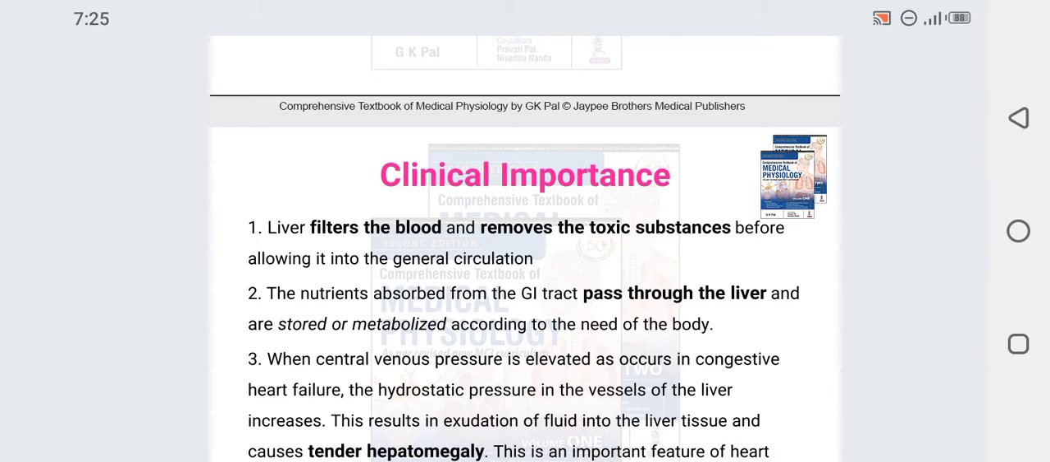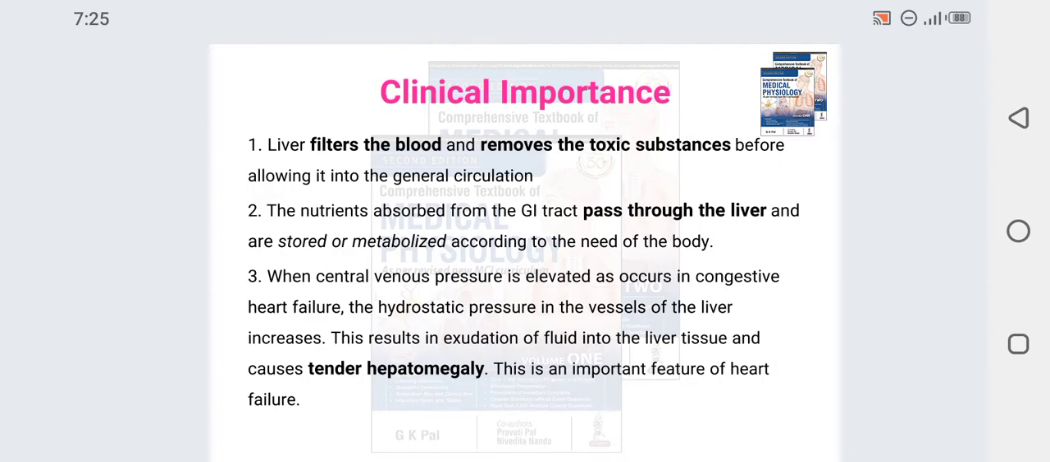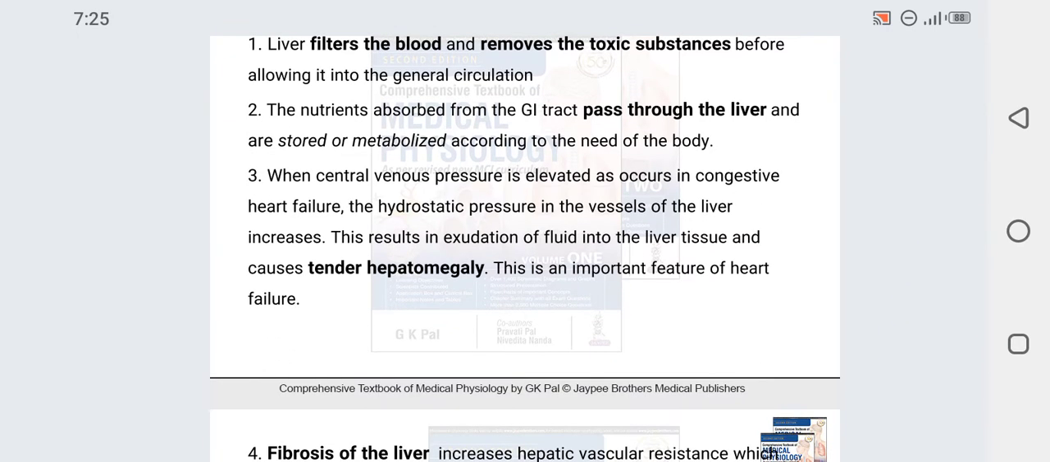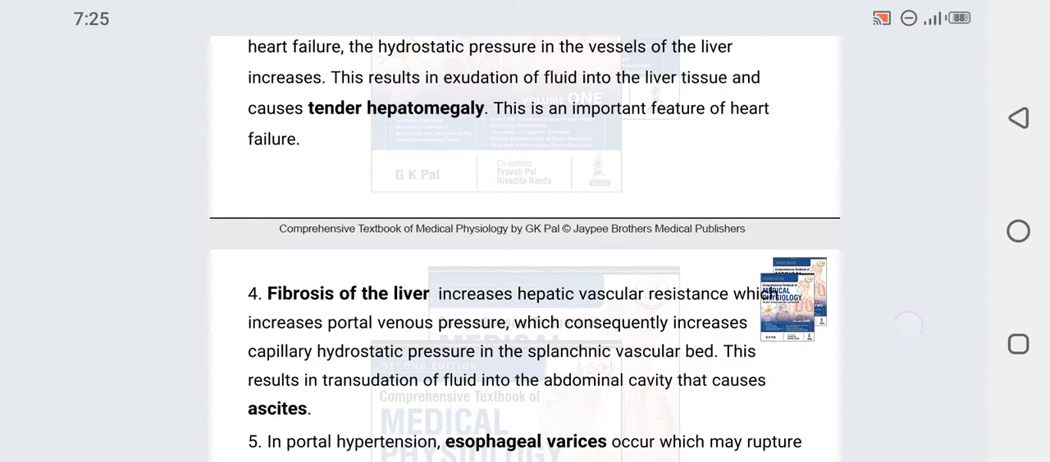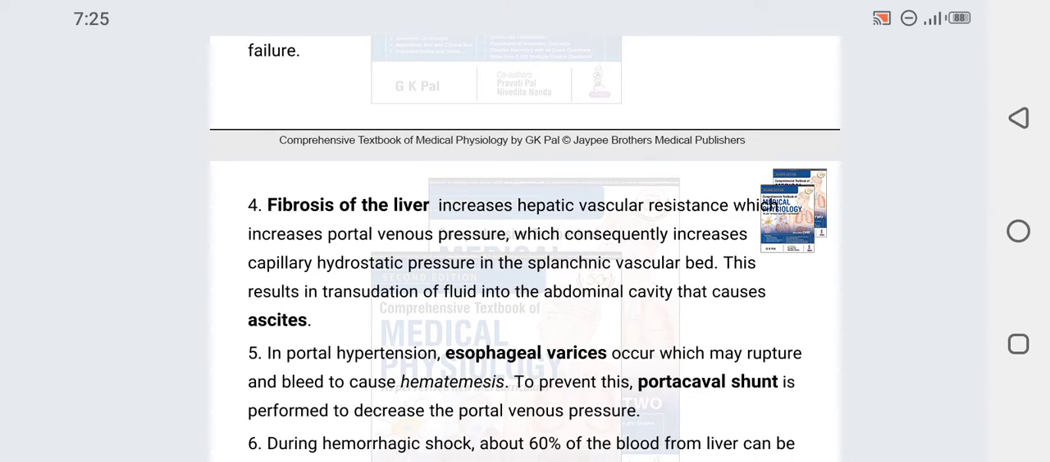What is the clinical importance? The liver filters the blood and removes the toxic substances before allowing it into the general circulation. The nutrients absorbed from the GI tract pass through the liver and are stored or metabolized according to the need of the body. When the central venous pressure is elevated, as occurs in congestive heart failure, the hydrostatic pressure in the vessels of the liver increases, and this results in exudation of fluid into the liver tissue and causes tender hepatomegaly. This is an important feature of heart failure. So, in a patient of heart failure, we find tender hepatomegaly on clinical examination.